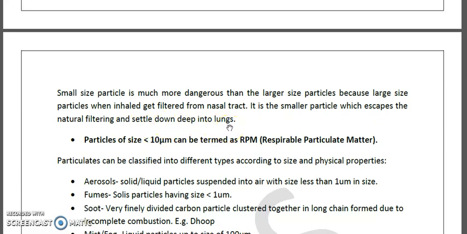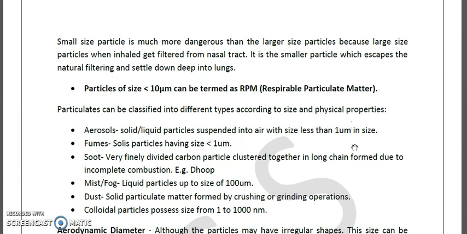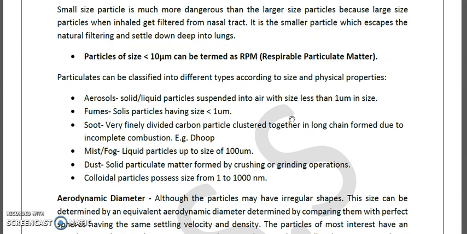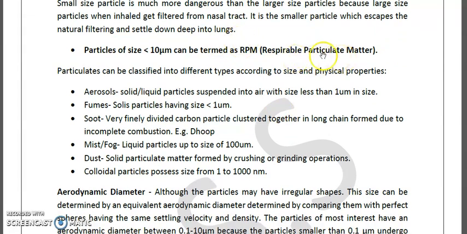Particles of size less than 10 micrometer can be termed as RPM or respirable particulate matter. Particles can be classified into different types according to the size and physical characteristics. These are the different classifications of the particulate matter, which is very nicely explained in the book of Gilbert also. You can read it for reference after the notes.